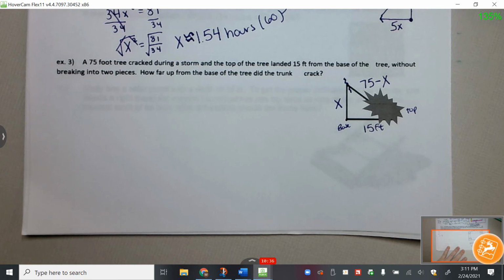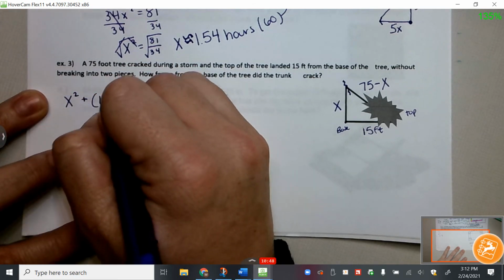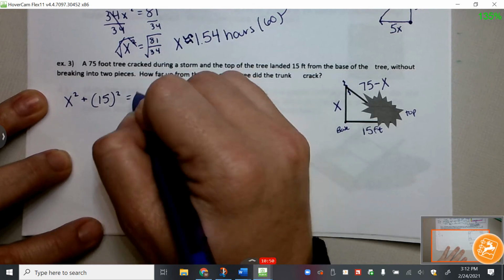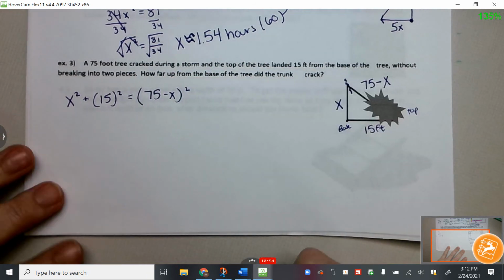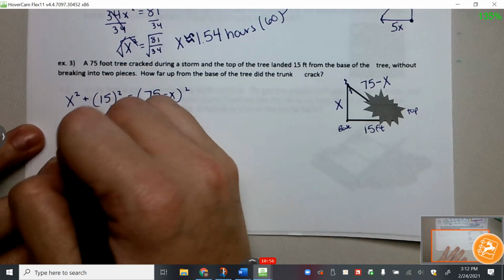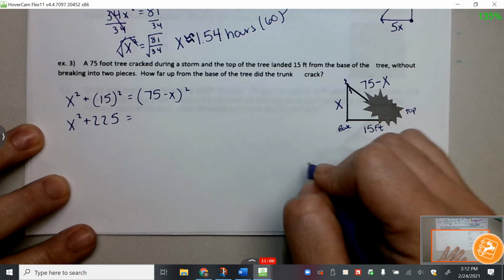Okay, so knowing that, we have a squared plus b squared equals c squared. We don't know which side's the smallest, so I'm just going to say x squared plus 15 squared equals 75 minus x, squared. So we did 15 squared earlier, so it's x squared plus 225 equals, let's see what this gives us.